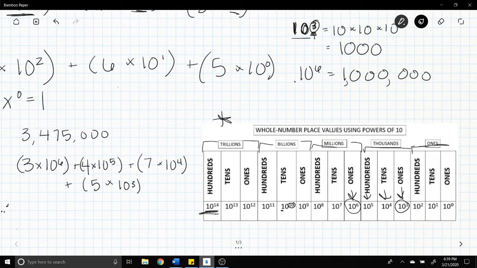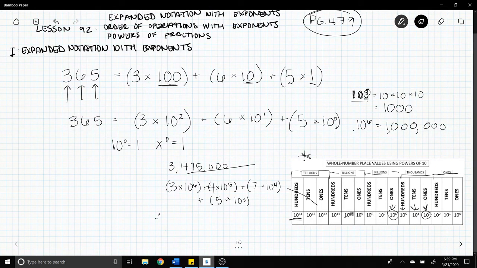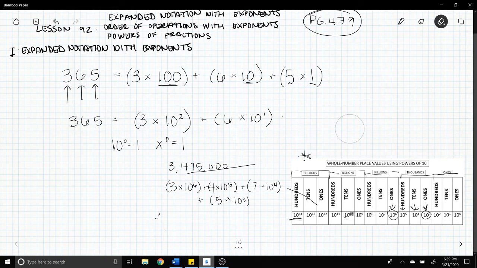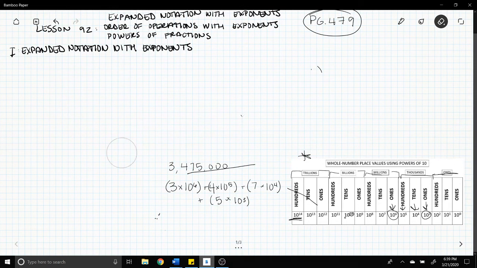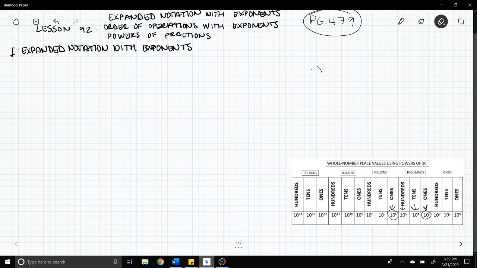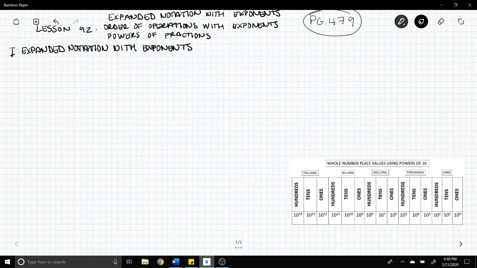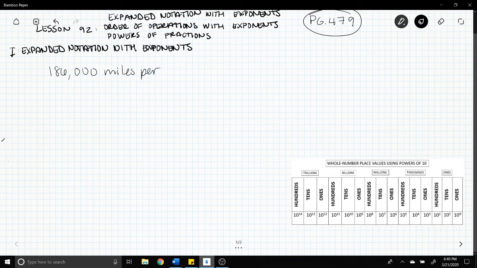Okay, so we're going to look at our first example. I'm going to zoom out and erase some of this. If you need any of this, pause the video or go back and write some notes. But we're going to look at our first example, and you'll find that example on page 480. So make sure you're following along. We're on page 480 now. Example 1 says the speed of light is about 186,000 miles per second. Write 186,000 in expanded notation using exponents.